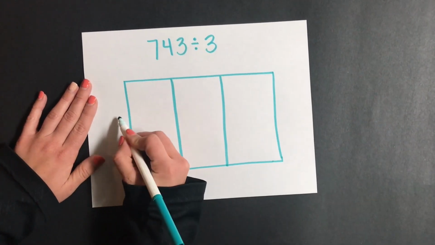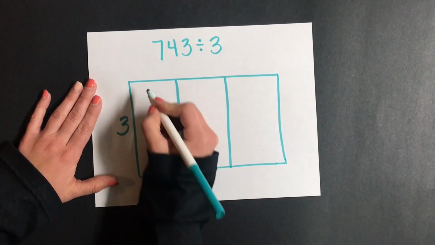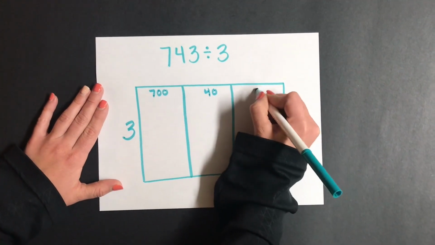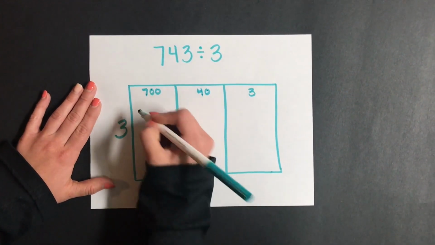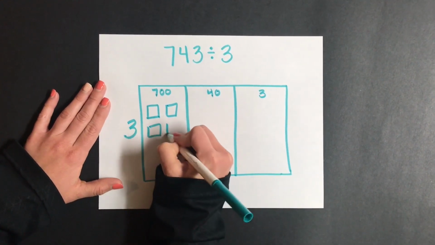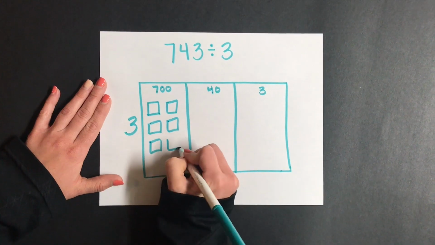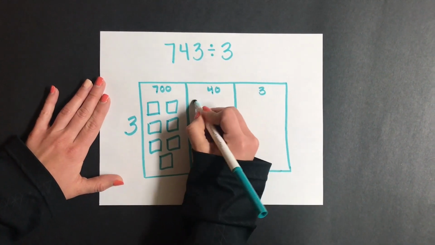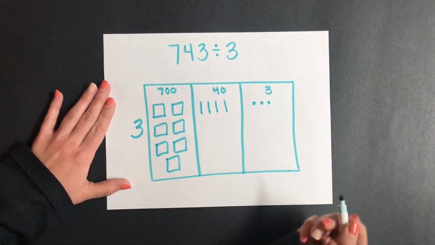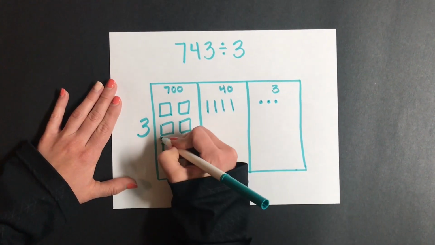Okay, so we're gonna put what we're dividing by on the outside, and then we're gonna have 740 and 3. So we'll draw pictures of that with our base 10 blocks. So for our hundreds, we'll just draw big squares. And then we'll just draw lines for our tens and units. And then we're gonna circle groups of 3.